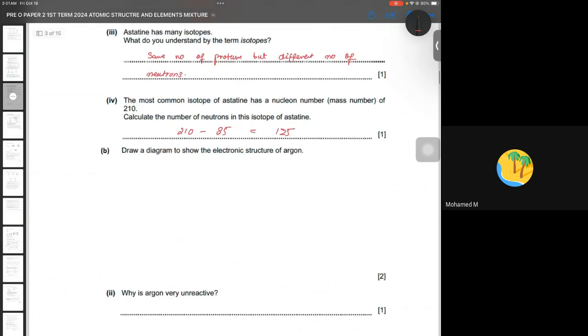Draw a diagram to show the electronic structure of argon. So what's the proton number for argon? You can see the periodic table. I think this is 18. I'm pretty sure. So I would be writing 2 in the first shell, then 8, and then 8 again, right? Yeah. Good.